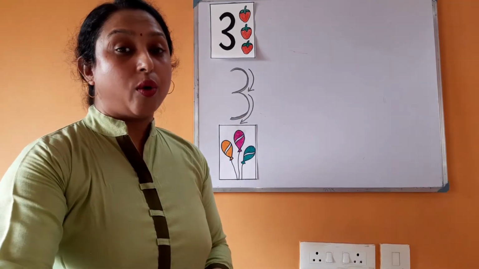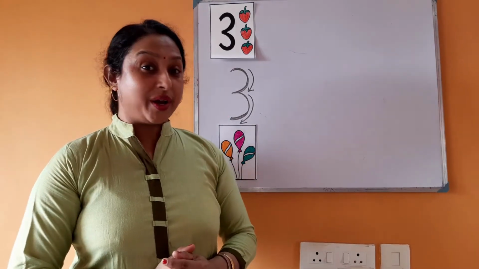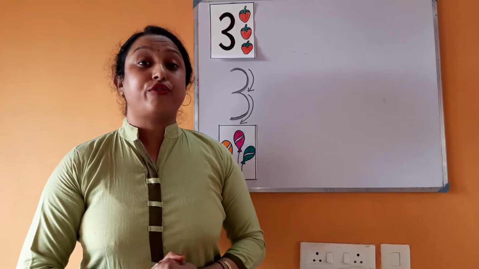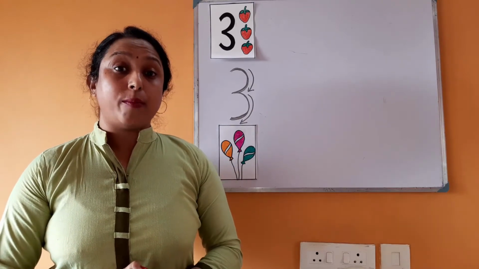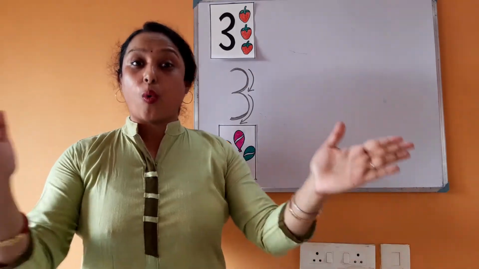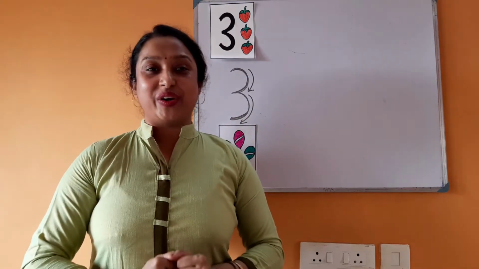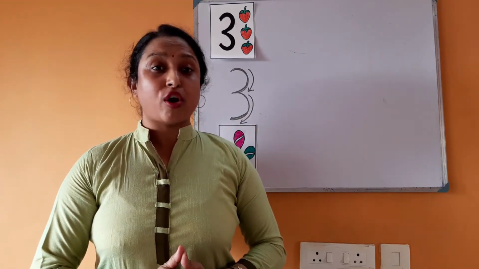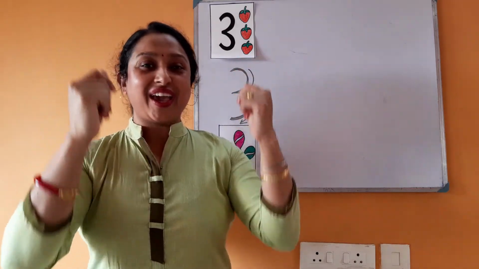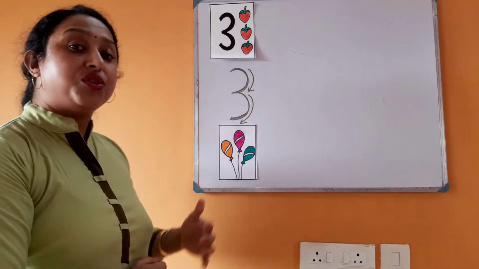And now we are going to do some action according to the numbers. So are you ready to play the game, action game? Yes? So let's start. So first we have to do the clapping. How many times? 3 times because this is number 3. So let's start. 1, 2, 3. Very good. The next action is snap your fingers. 1, 2, 3. Very good. So it's all about number 3.